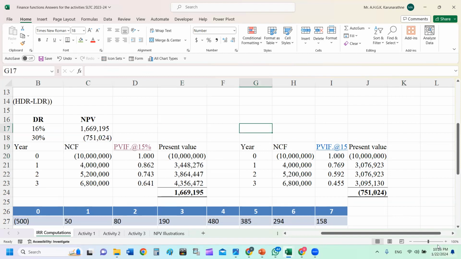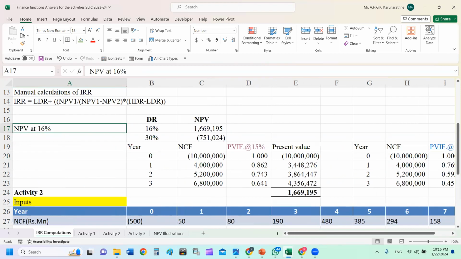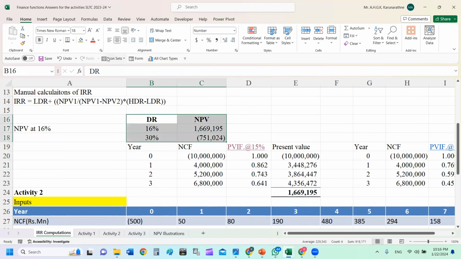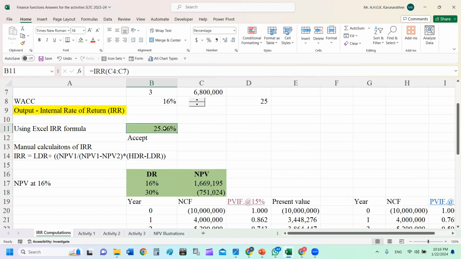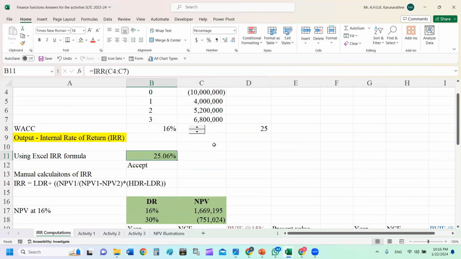Now we are talking about computing IRR using the manual method, for financial management. Computing IRR using a formula, these are our inputs that should be used to compute IRR. Using Excel is very simple. How to compute using Excel?